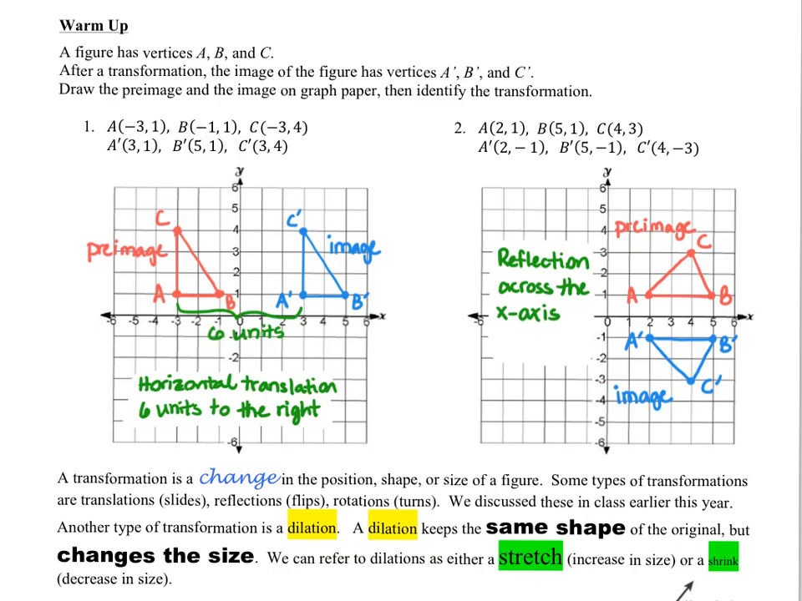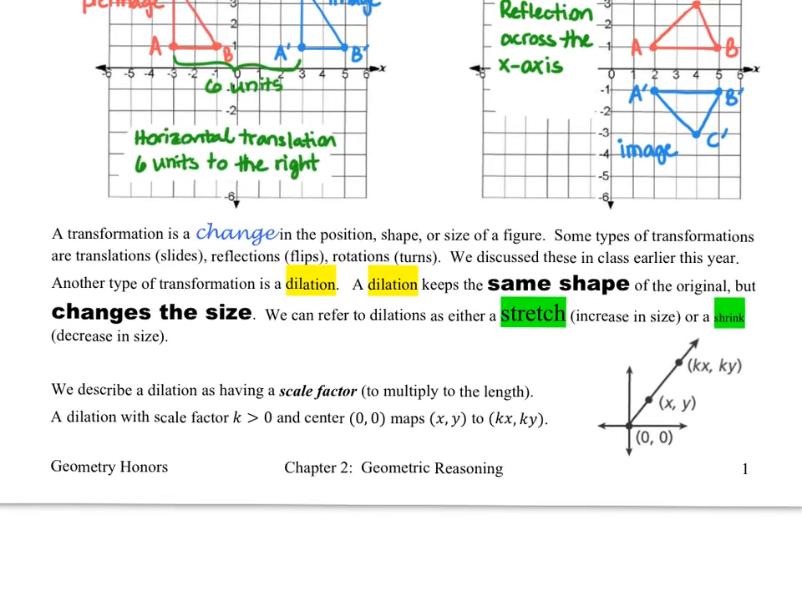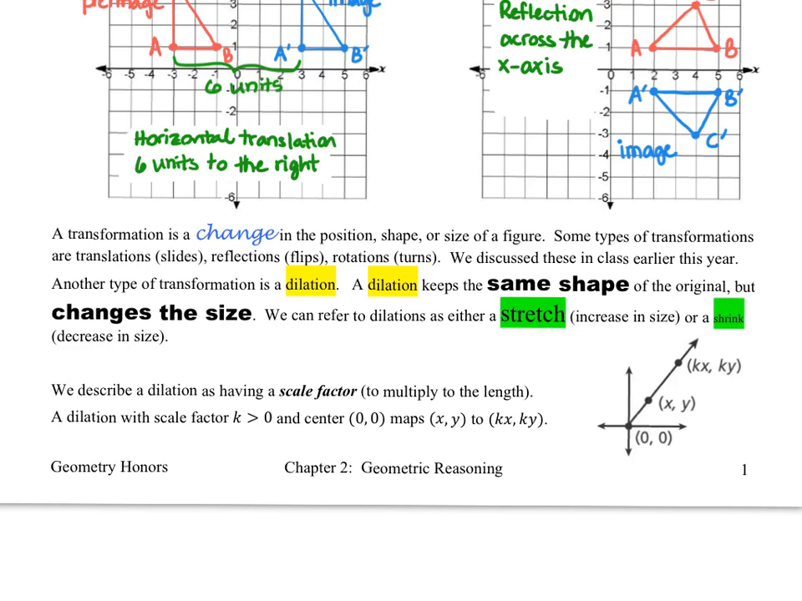Let's move forward. We know that a transformation is a change in the position, shape, or size of a figure. Some types of transformations are translations, which we used to call slides in middle school. Reflections, which we used to call flips. Rotations, which we used to call turns.